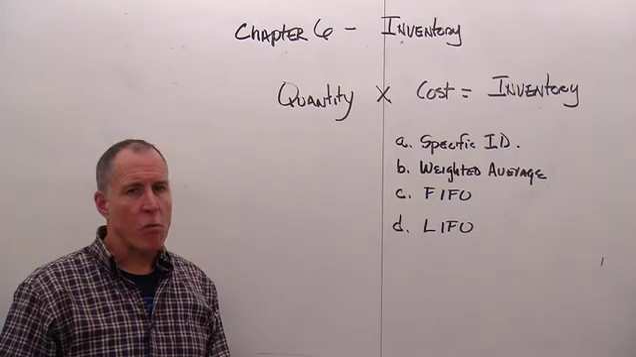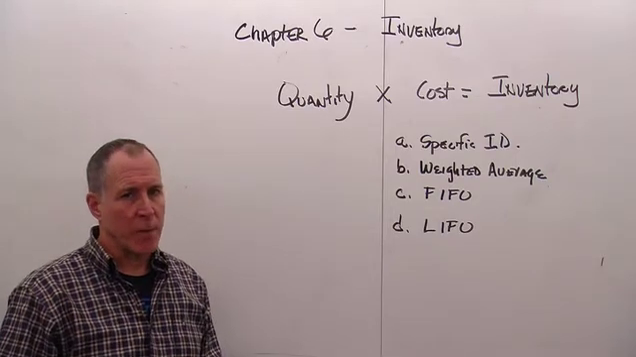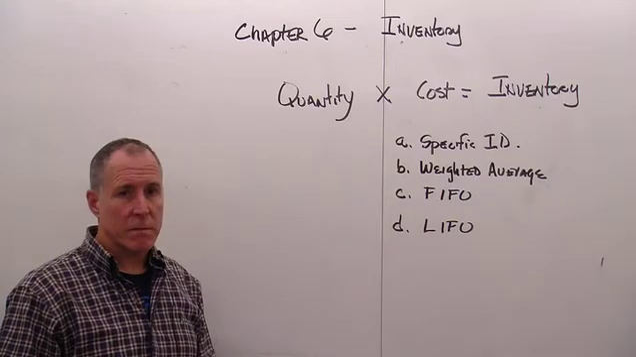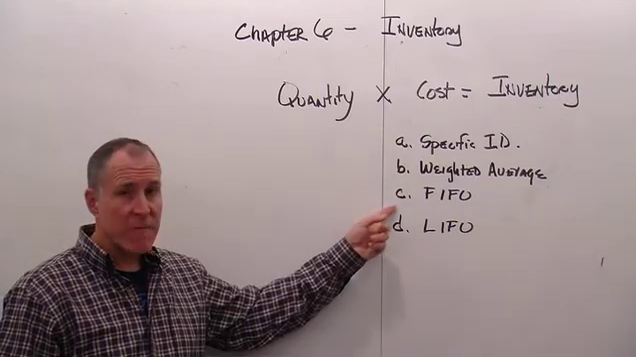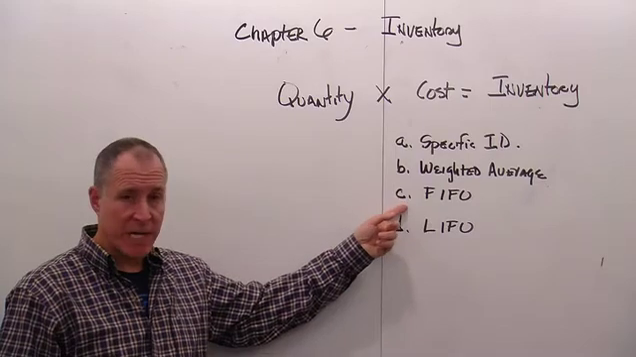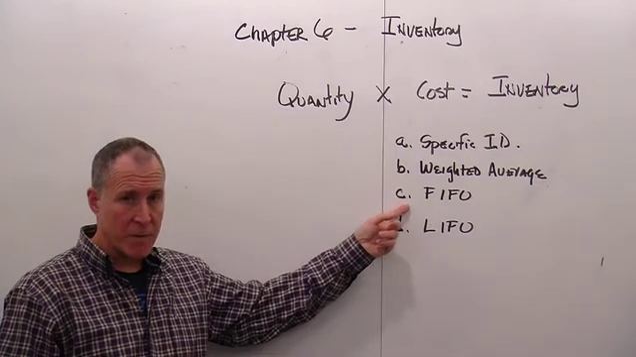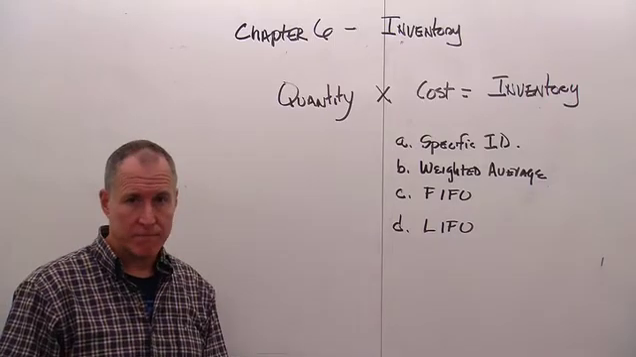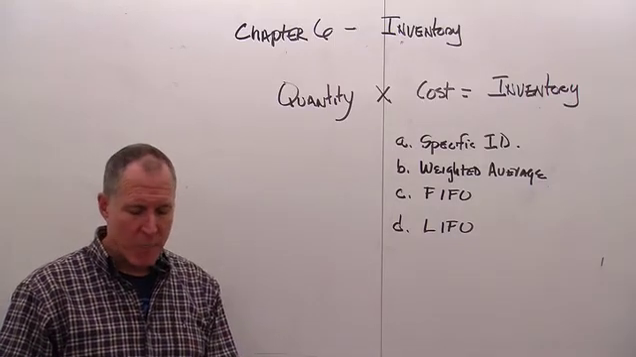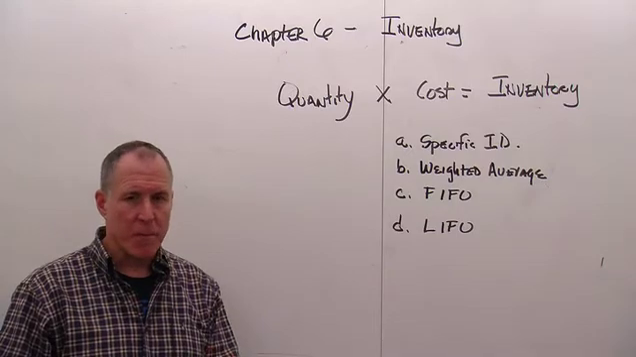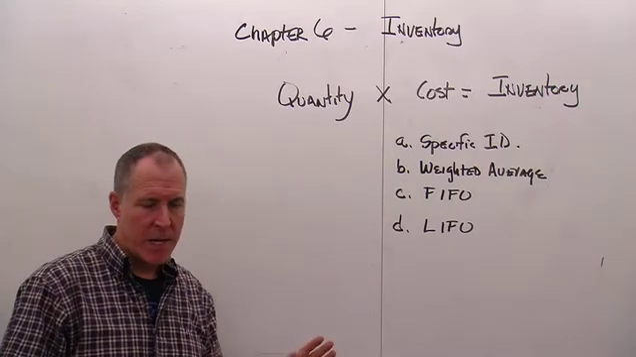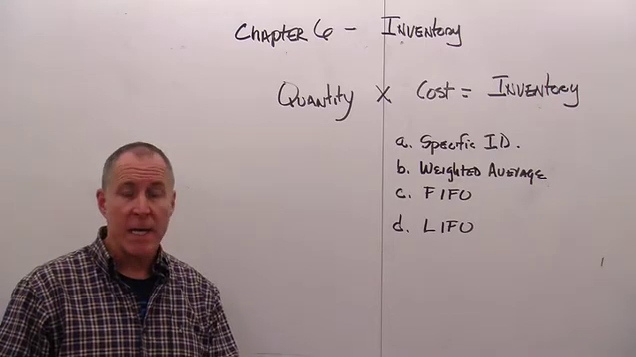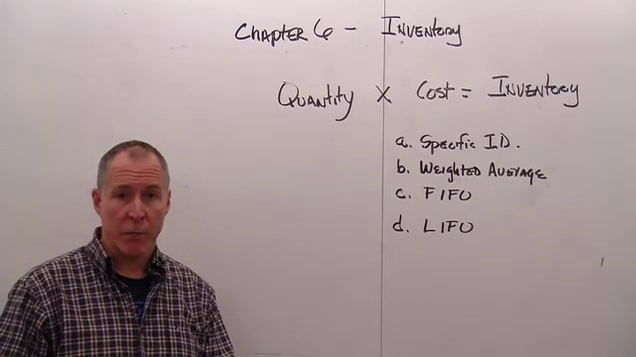There are 4 ways to come up with the unit price: specific ID, weighted average, the first in, first out method, which is referred to as FIFO, and the last in, first out, which is referred to as LIFO. So we're going to stop right now, and I'm going to put on the board the problem that you have in your handout. Problem number 1 deals with inventory pricing.